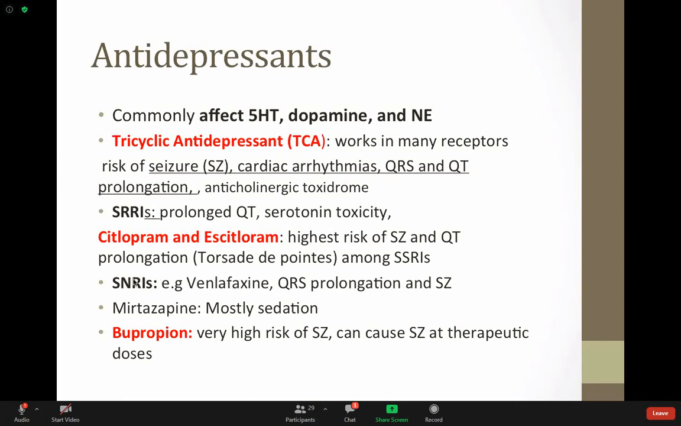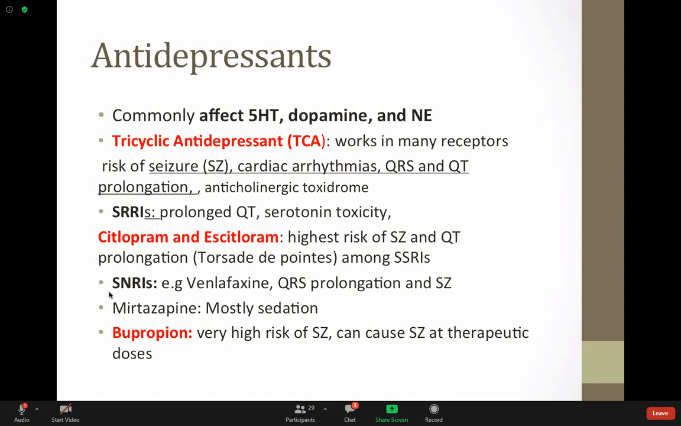Venlafaxine is an SNRI, serotonin norepinephrine reuptake inhibitor. It's venlafaxine, desvenlafaxine, and duloxetine. These SNRIs cause what? Prolongation of the QRS, because they act like TCA. They have sodium channel blocking. Anything that blocks the sodium causes QRS prolongation. Anything that blocks the potassium causes QTc prolongation. So remember, SNRIs, like TCAs, cause QRS prolongation and can cause seizure. Treatment, again, because they block the sodium channel, we give sodium bicarb, and because they cause seizure, if they seize, we give benzodiazepine.